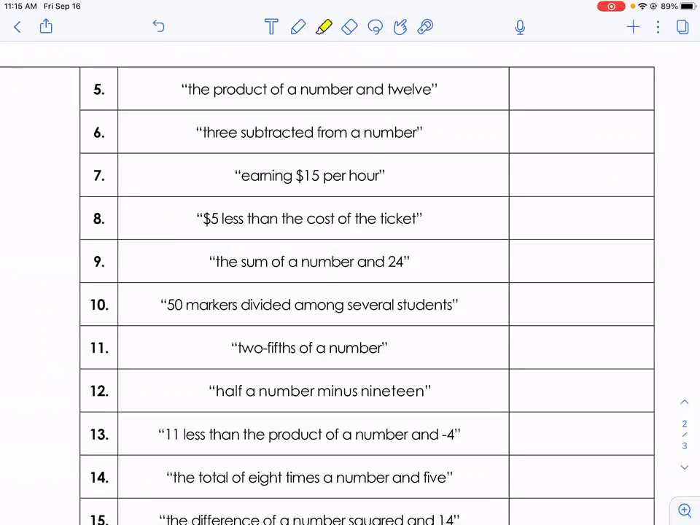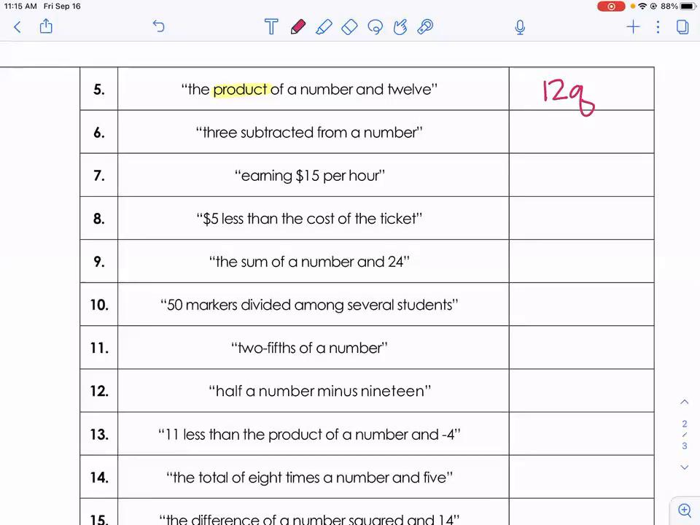Oh man, number 5. So nice, right? Quinlan, what word pops out at us at number 5? Product. And product, everybody, means that we need to multiply. The product of a number and 12. So how about Q for Quinlan? 12 times Q. Okay. Okay, here's where we need to be careful.